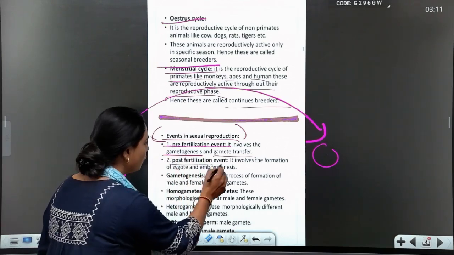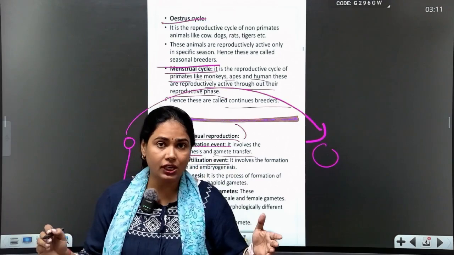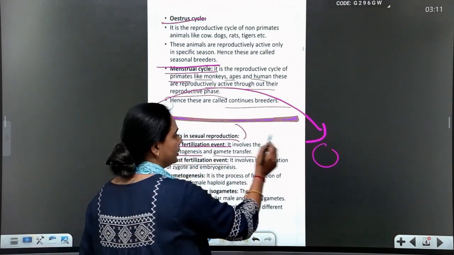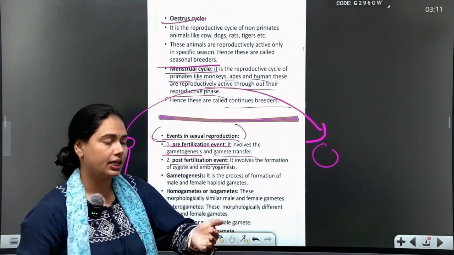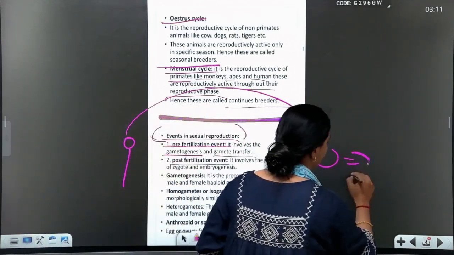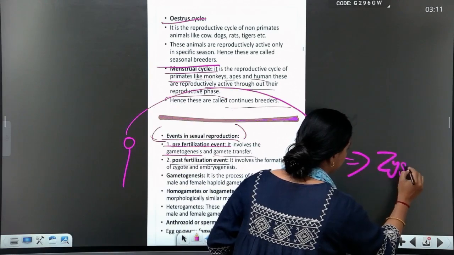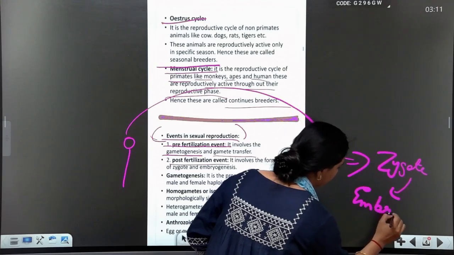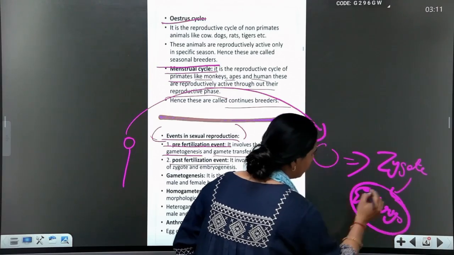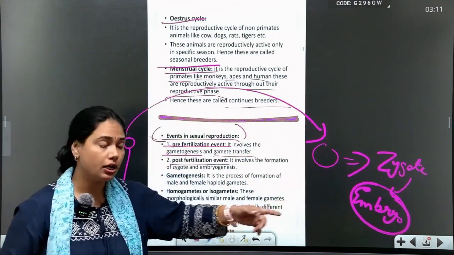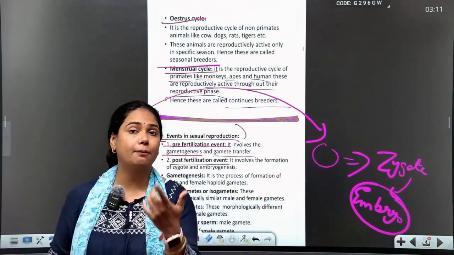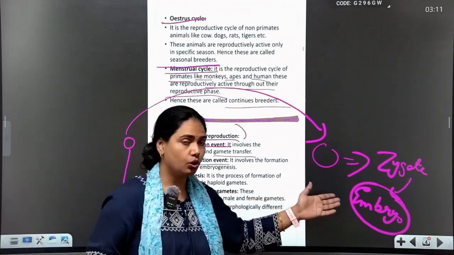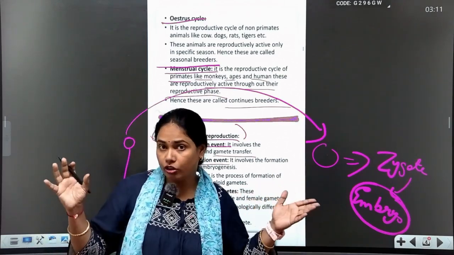And what is the post-fertilization event? Post-fertilization event means when fertilization occurs and formation of the zygote occurs. This zygote forms a complete embryo. This process is called the post-fertilization event, or embryogenesis. So this embryo becomes an adult or an offspring.